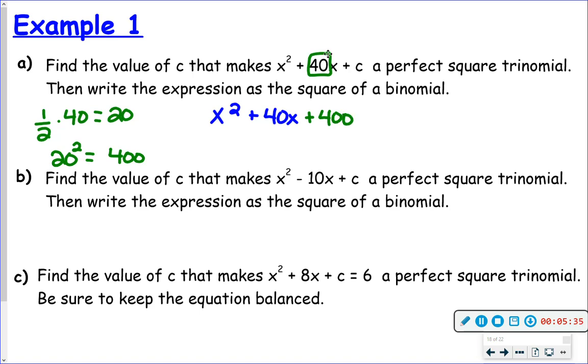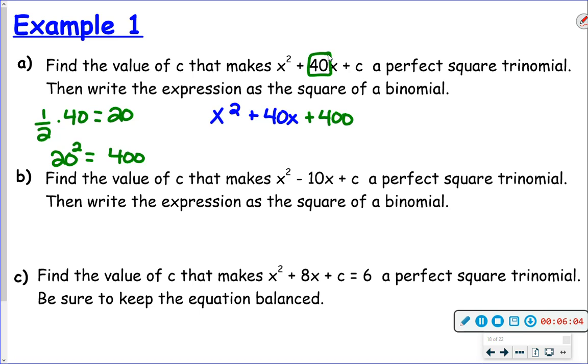Now, the reason we did that is for this last piece of the puzzle. Then write the expression as the square of a binomial. So completing the square makes this factorable. What numbers multiply to 400 and add to 40? It's up here. Multiplies to 400, adds to 40, factor it. 20 and 20. 20 times 20 is 400. 20 plus 20 is 40.